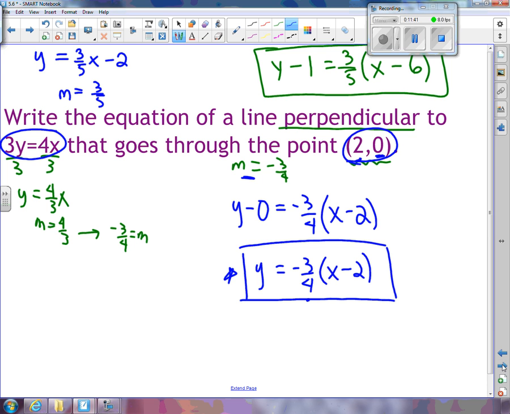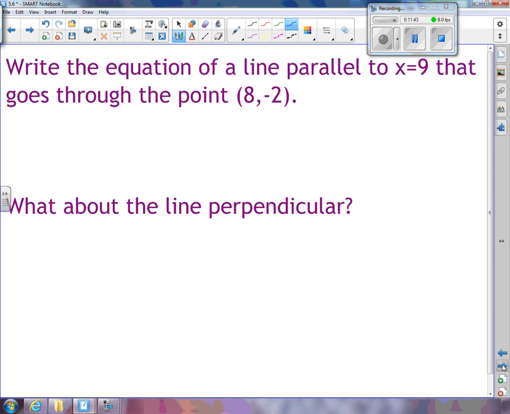Now let's just try one more example. Let's try to write the equation of a line that's parallel to this line, x equals 9, and that goes through the point (8, -2). Just to refresh your memory about what this line looks like, there's only one variable in it. It doesn't have two variables. So you know it's either going to be vertical or horizontal. An x equals line is a vertical line. It contains all the points where the x value is 9.